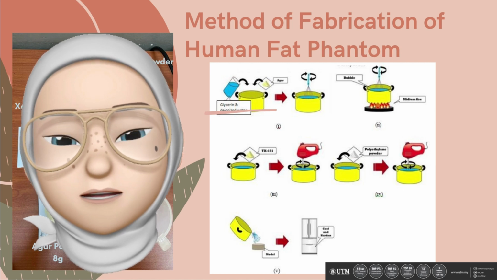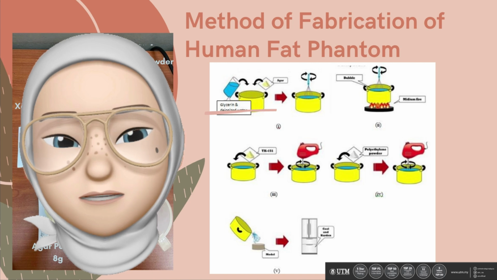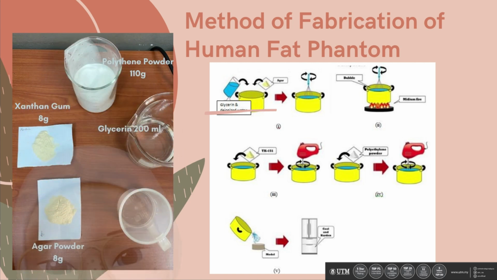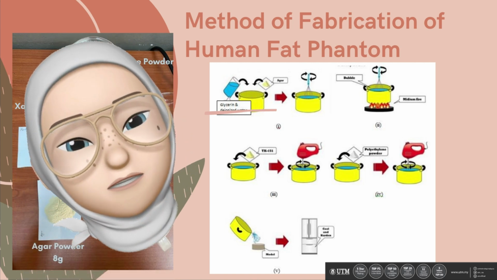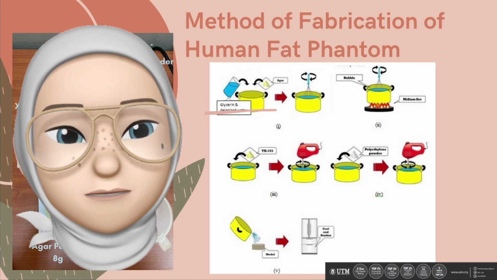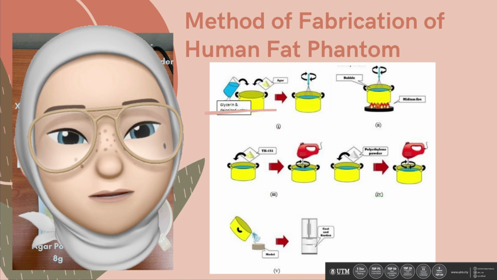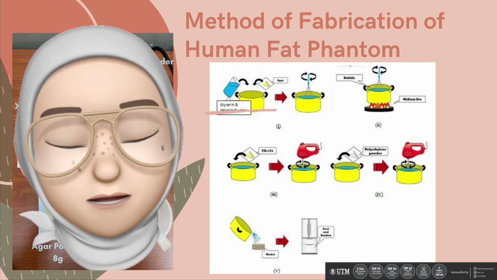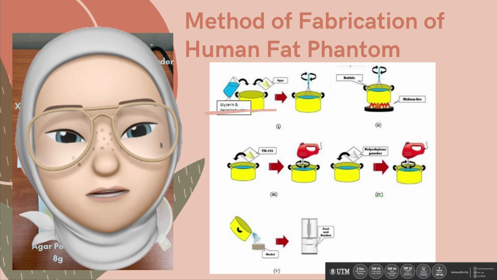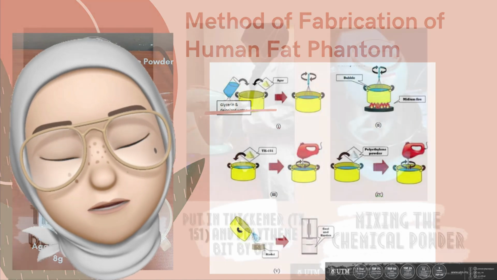Step 3, heat the solution with medium fire and stir it until the solution becomes transparent. Step 4, turn off the fire, put in the xanthan gum bit by bit and mix well. And step 5, pour polyethylene powder bit by bit and mix well. Step 6, transfer the solution into the desired phantom mold and let it cool and harden.